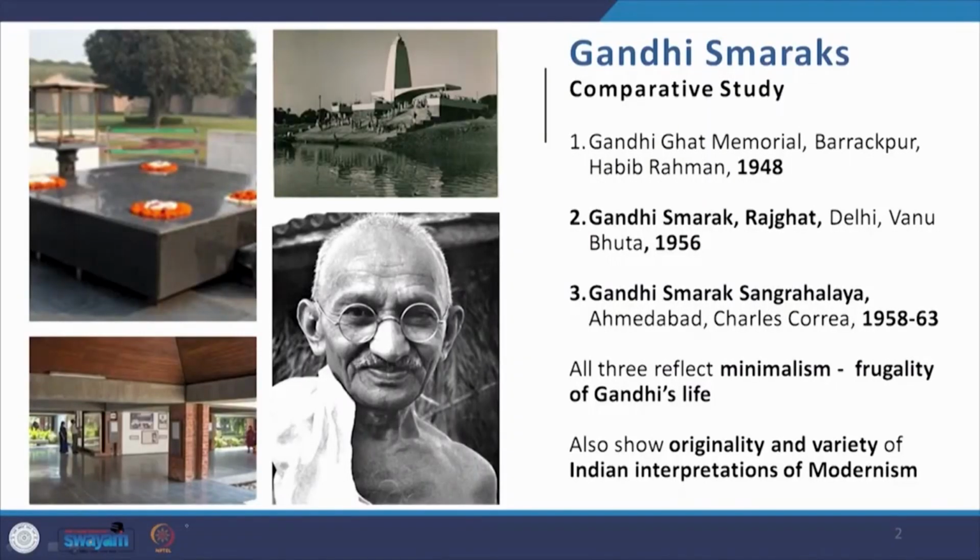And the commonality between these three was they all reflect minimalism or the frugality of Gandhi's life, but along with that they also show an originality and a variety in India's interpretation of modernism, right. So India's interpretation of modernism is not just confined to adding elements to be able to reflect a climatic response. It was more than that, it was also to reflect the socio-cultural identity of India.